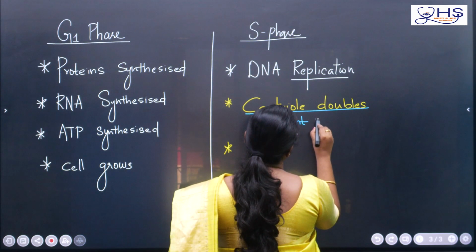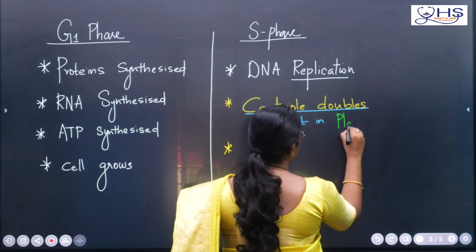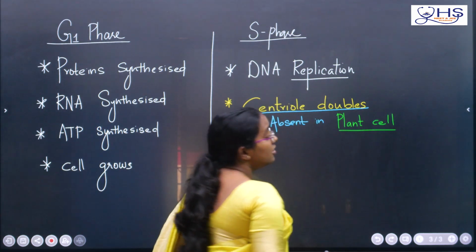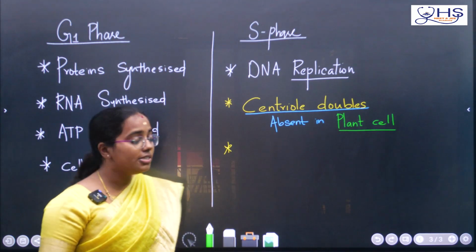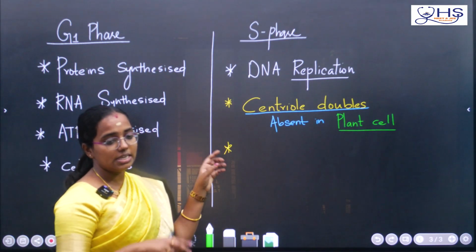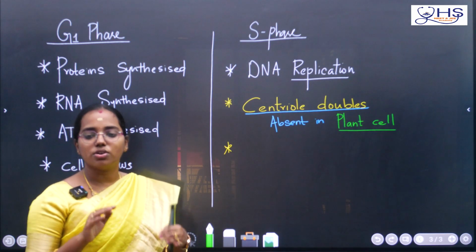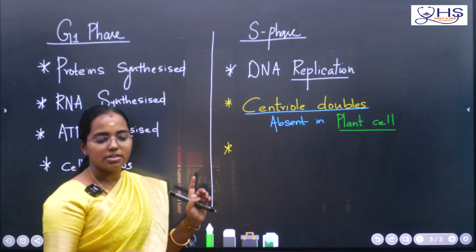Centriole is absent in what cell? I take green. Absent in plant cell. Centriole is absent in plant cell and present in animal cell. Is that clear? So this point in the S phase should not be written for plant cell, because plant cells have no centriole. Only if it is an animal cell will centriole duplication take place.